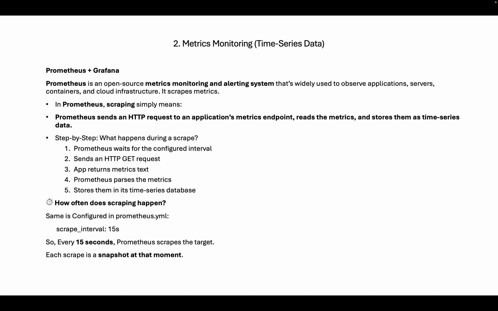Step by step, what happens during a scrape? First, Prometheus waits for the configured interval and then sends an HTTP GET request. The application returns metrics text. Prometheus parses the metrics and stores them in its time series database. How often does scraping happen? It is configured in the prometheus.yml file. For example, suppose the scrape interval we kept is 15 seconds. So every 15 seconds Prometheus scrapes the target. Each scrape is a snapshot at that moment.